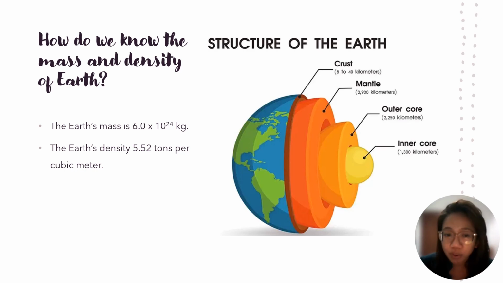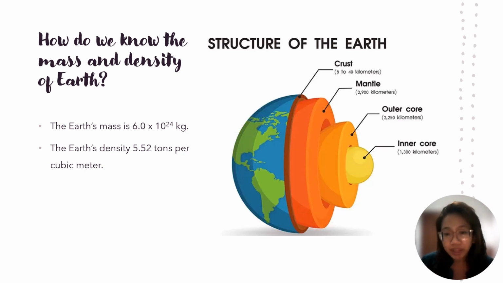to 24 kilograms. Then you take the speed of Earth traveling through space relative to other objects in our space, for example, the moon, then you can derive the density of Earth. Since we already know the mass, we can measure the speed or velocity, then the Earth's density is equal to 5.52 tons per cubic meter.